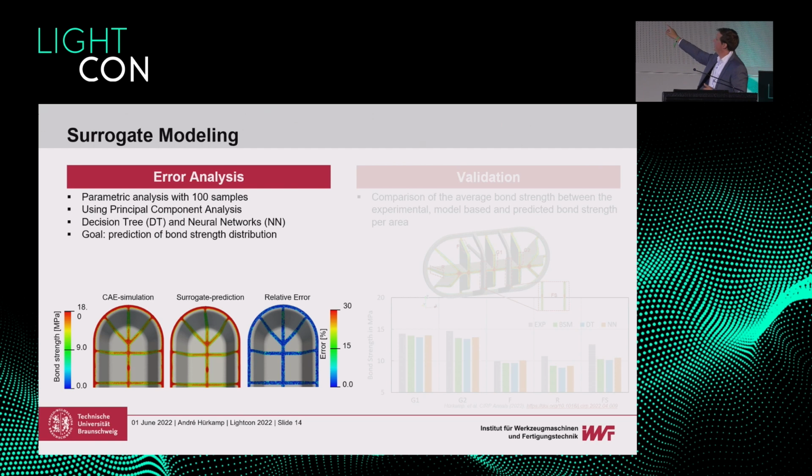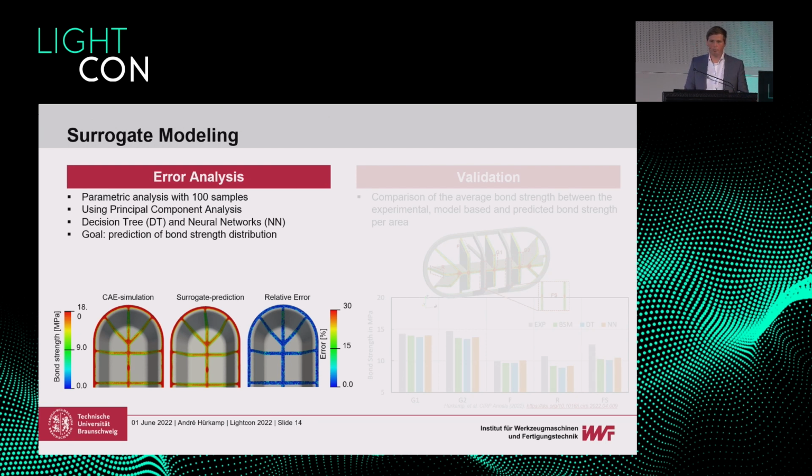And here on the right side, you see the comparison between experiments in gray, our bond strength model in green, and 2 different approaches of the surrogate model, and we can see that all are maybe not perfect to the experiment, but our bond strength model and our surrogate models are very much on the same level, so it gives us a very good and very fast prediction.